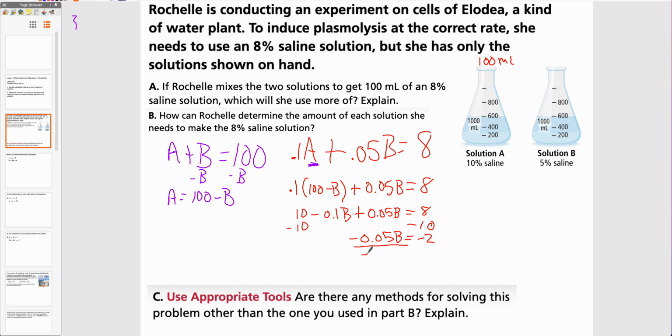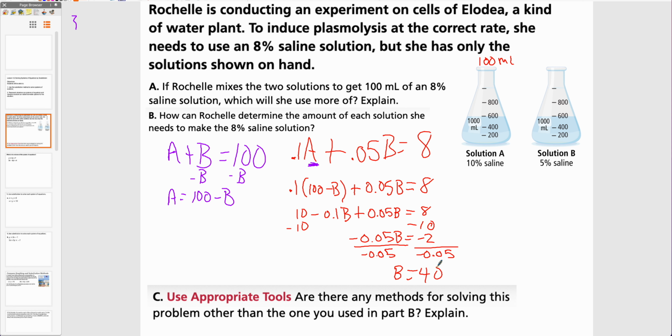Divide by negative 0.05. And calculator, 2 divided by 0.05 is 40. So B equals 40. What does that mean? That's how many milliliters of solution B? I need 40 milliliters of solution B. So how much am I gonna need of A?